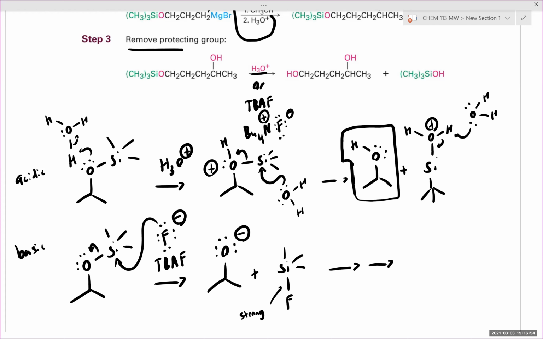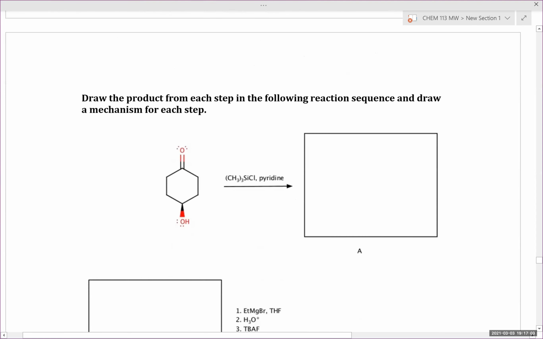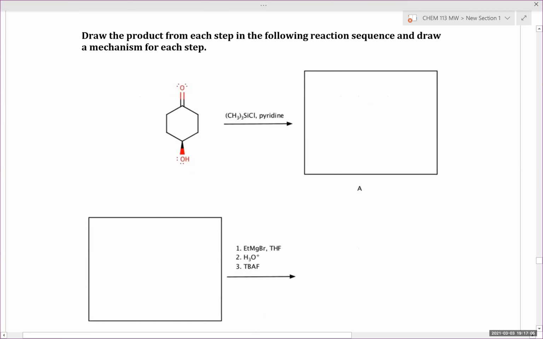Perfect, perfect. So let's keep going, and I'd like us to draw the product from each step in the following reaction sequence, and I'd like us to draw a mechanism for each step.